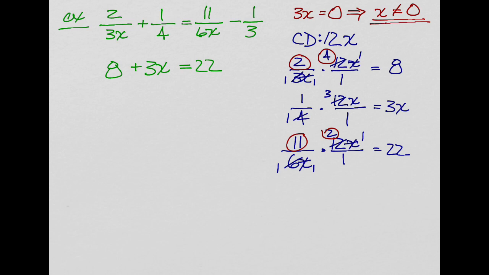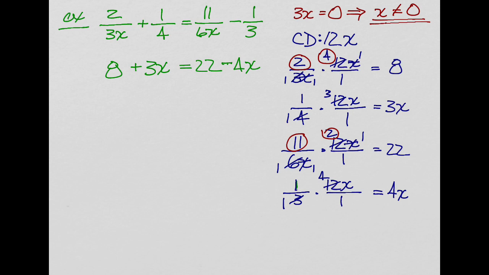One more. 1/3, oh, heaven forbid, wrong color. 1/3 times the common denominator. 12 divided by 3 is 4. 3 divided by 3 is 1. Simplified, so I got the 4 and the x. That's 4x. That's minus, it's going to stay minus, and I got 4x.